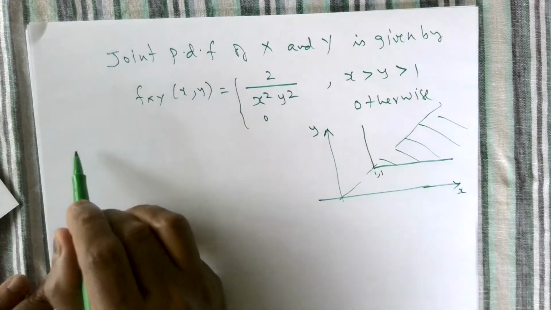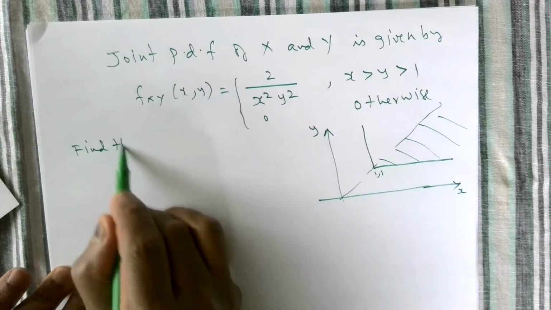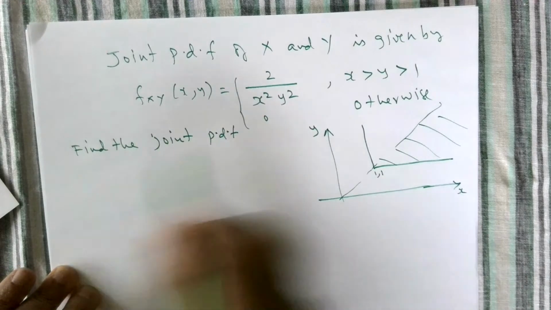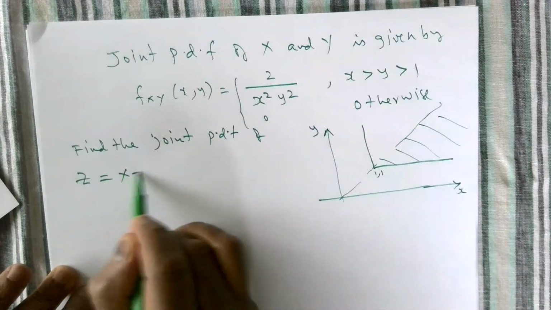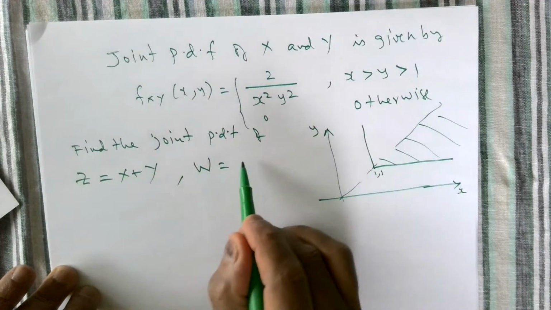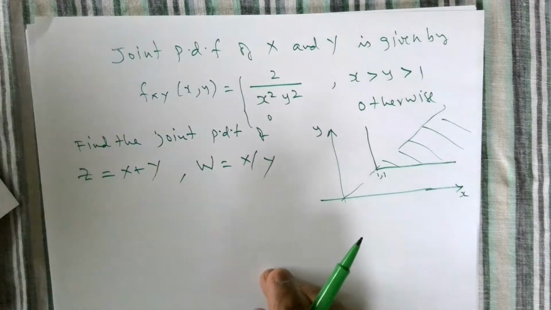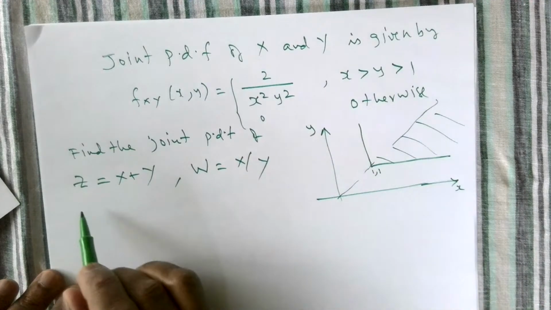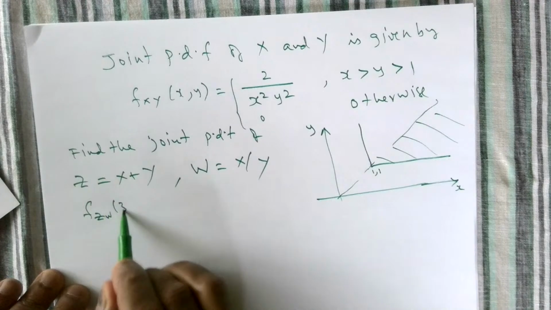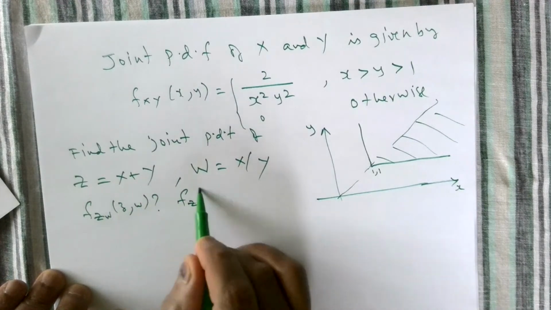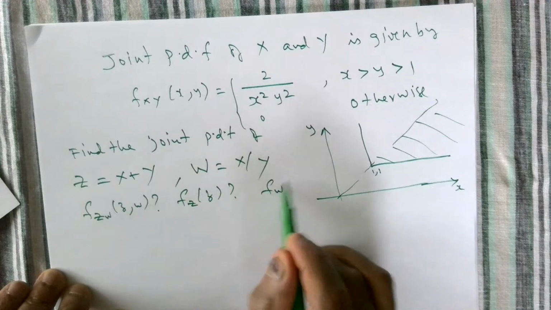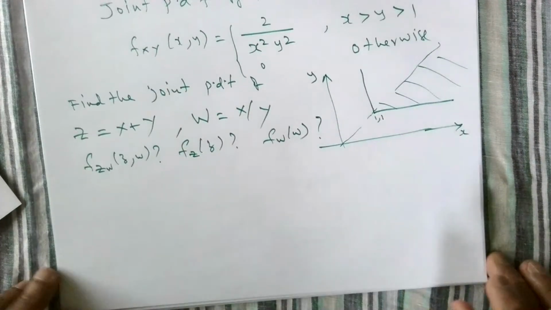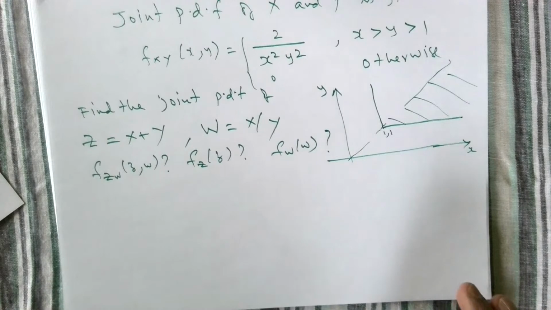So the problem is to find the joint PDF and the marginals. Let's say z equal to x plus y and w equal to x over y. So in other words, we want f_ZW(z, w), and also f_Z and f_W, the marginals of each one of them. So the question is, how do we do it?